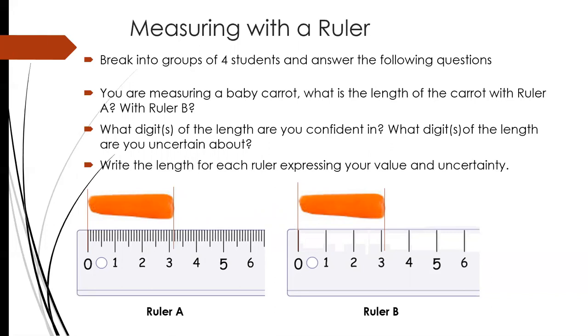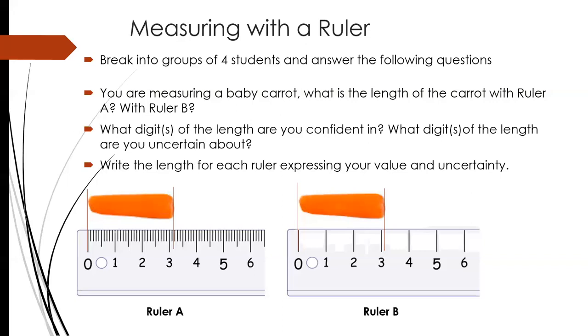And then look over at ruler B and do the same thing. What is that length? Is it 3 centimeters? Is it 3.1 centimeters? Is it 4 centimeters? Is it 4.5 centimeters? Whatever you think it is. Maybe it's even farther than 4.5. Maybe it's 4.52, right? Whatever value you think it is, go ahead and write that down.